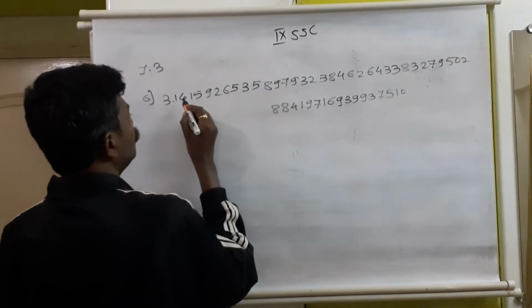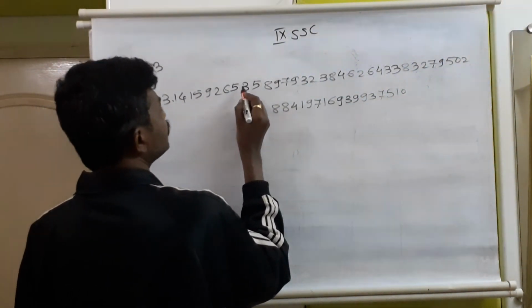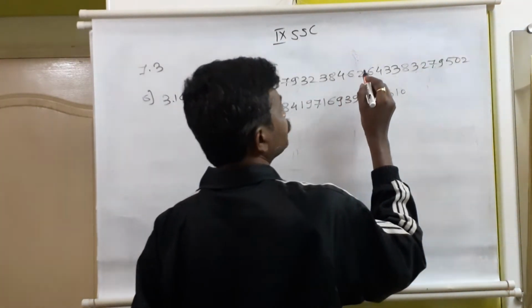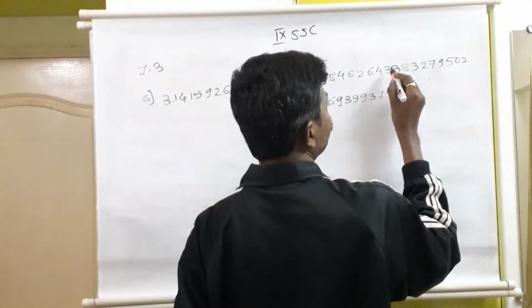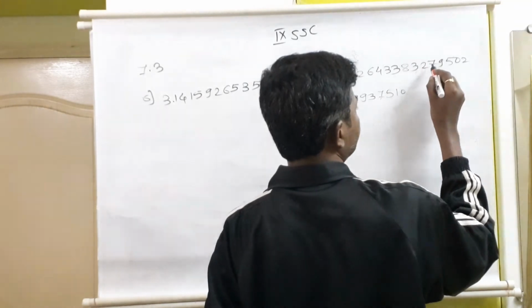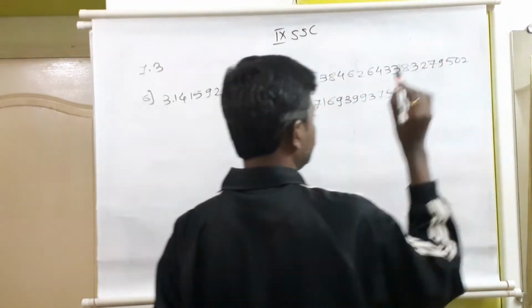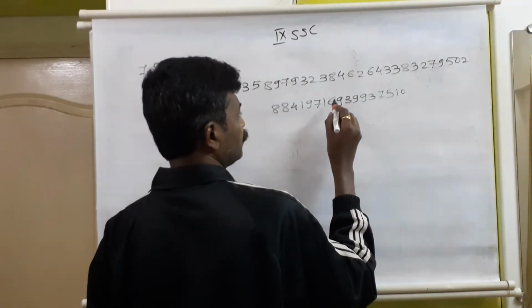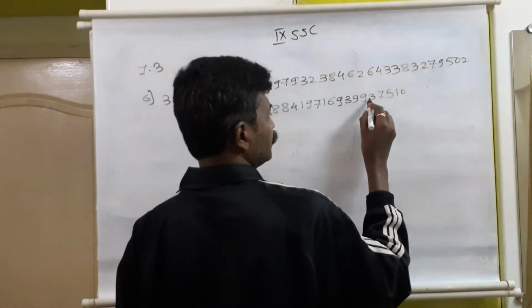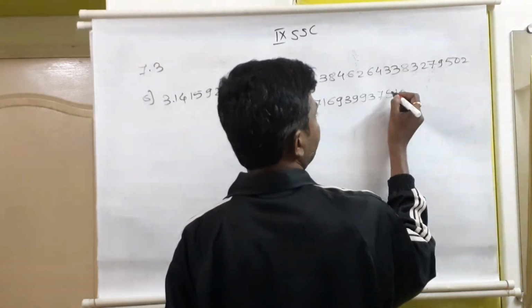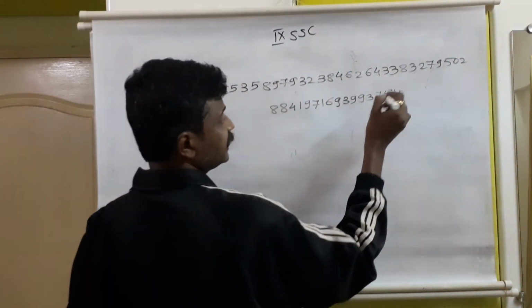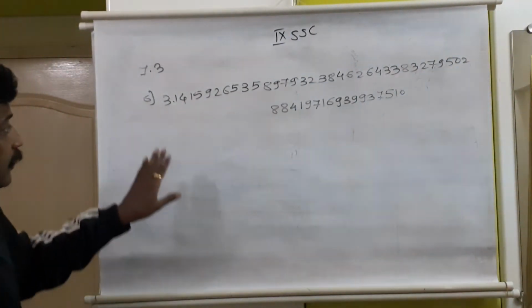right or wrong. 1 2 3 4 5 6 7 8 9 10 11 12 13 14 15 16 17 18 19 20 21 22 23 24 25 26 27 28 29 30 31 32 33 34 35 36 37 38 39 40 41 42 43 44 45 46 47 48 49 and 50. After the decimal point, till 50 digits, the information is available to us.